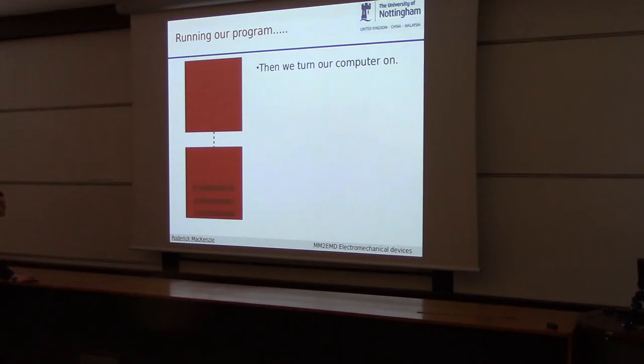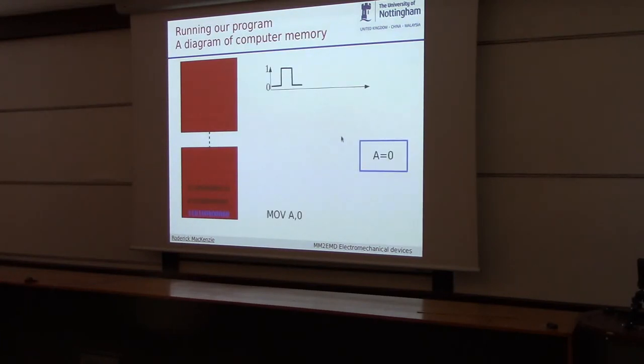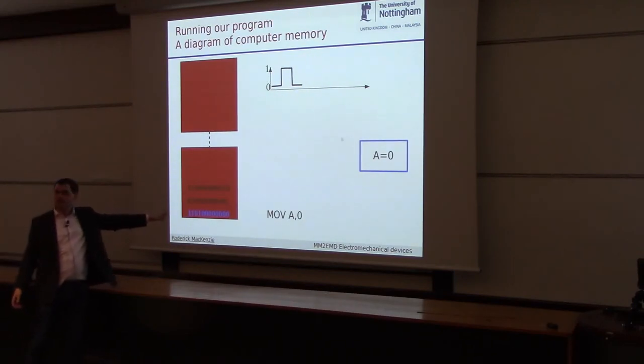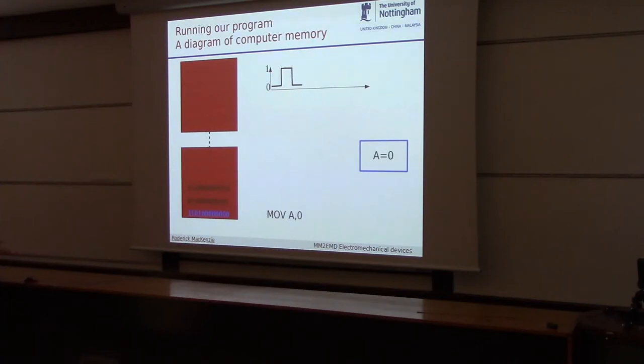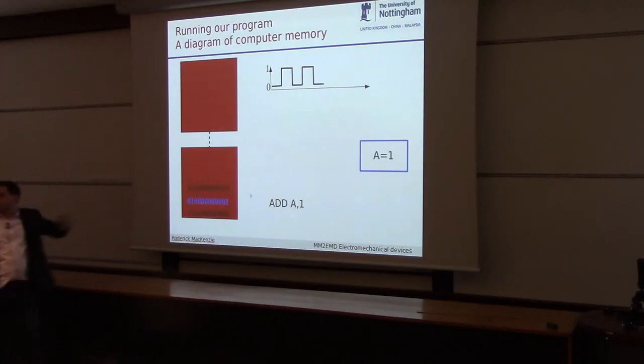So let's execute this code. We turn it on, we apply this series of clock pulses to our CPU, okay? And what the computer does is it reads this first instruction and it goes, oh, that means move 0 to A. And it does it. Just after that clock pulse, we've now got A equals 0. Then we apply another clock pulse and the computer moves to the next location in memory and goes, oh, that big number there means add 1 to A. Then A equals 1.